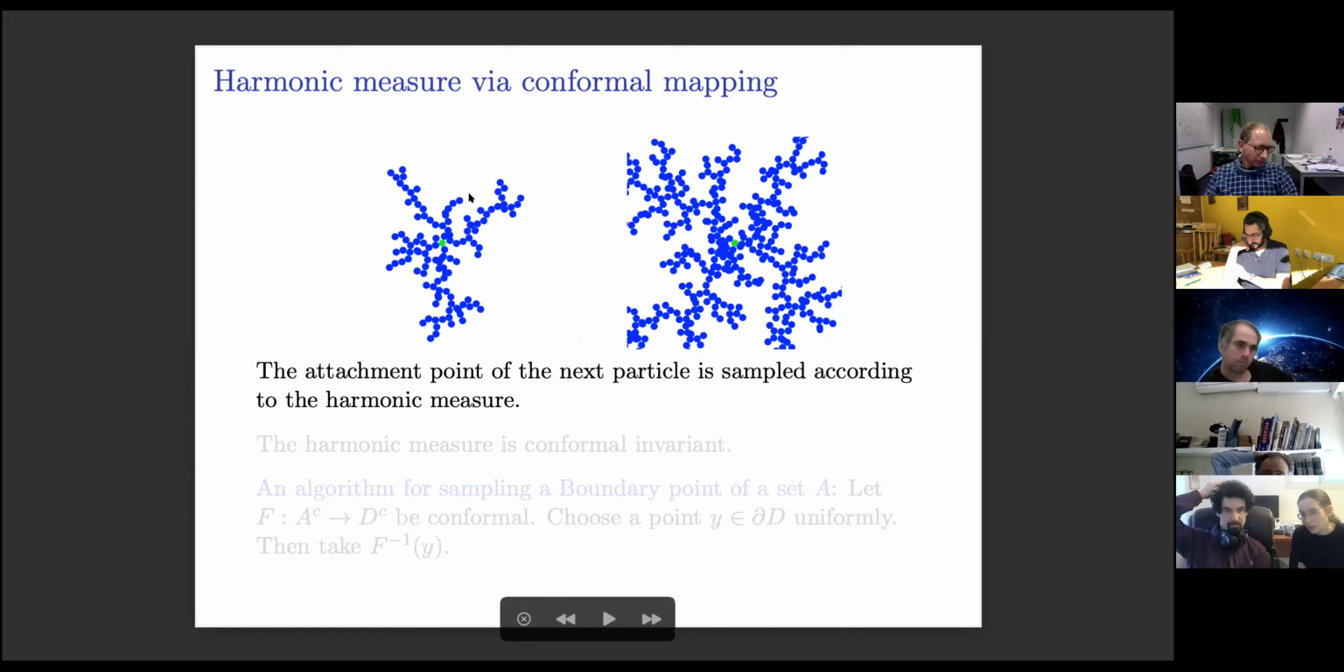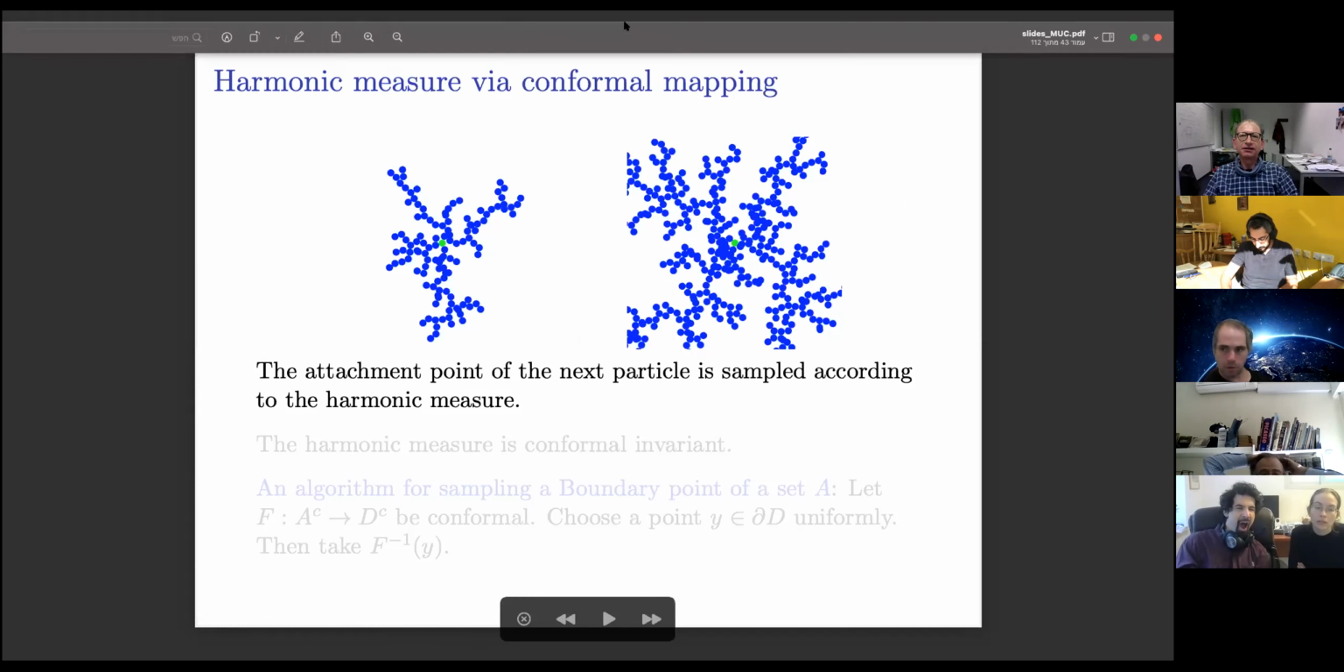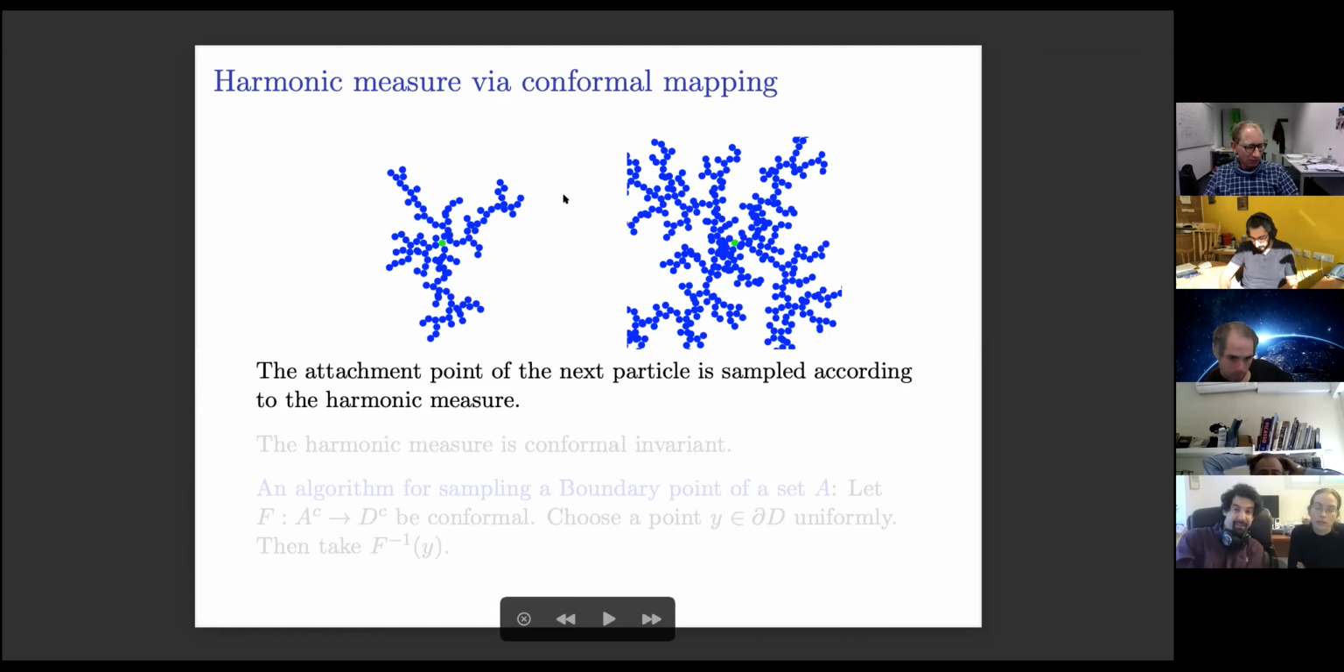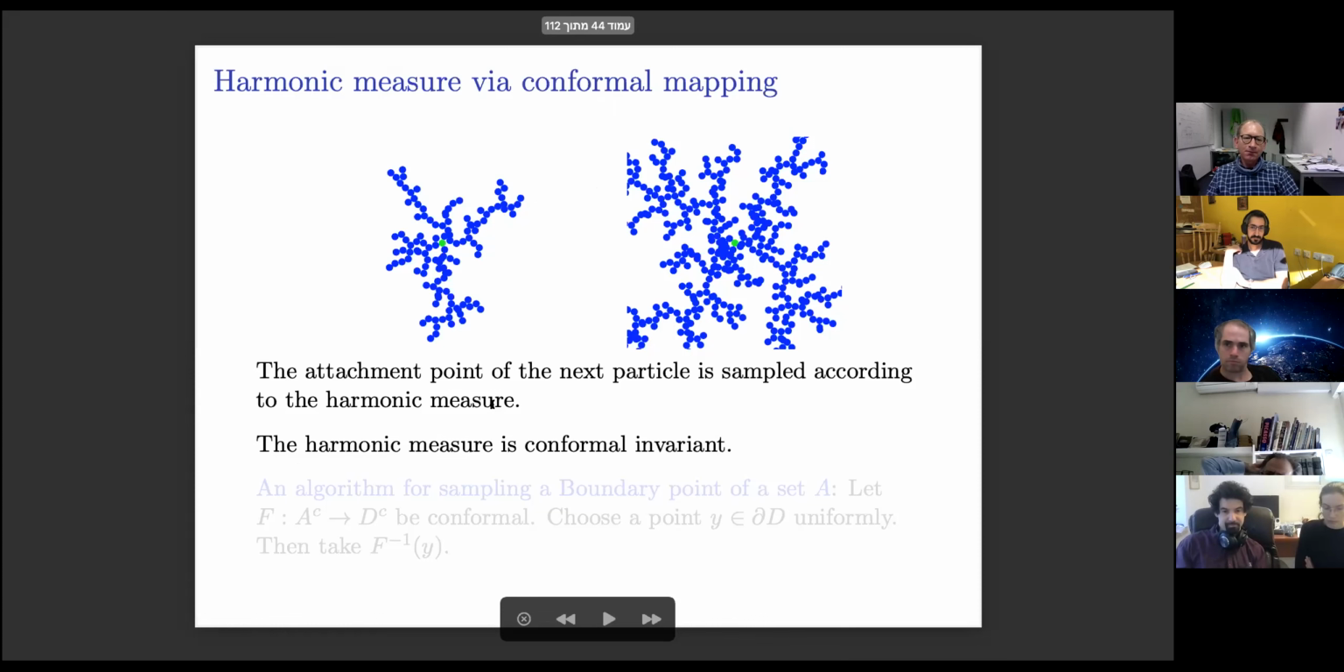So that's a DLA, and then people were looking for simplified models of the DLA, and most of those models are based on the following observation that connects harmonic measure to conformal maps. So we know that the attachment point is sampled according to the harmonic measure. We also know that the harmonic measure is conformal invariant.